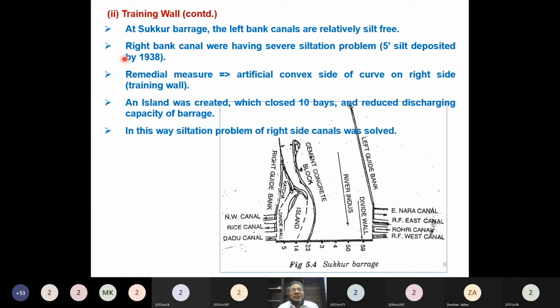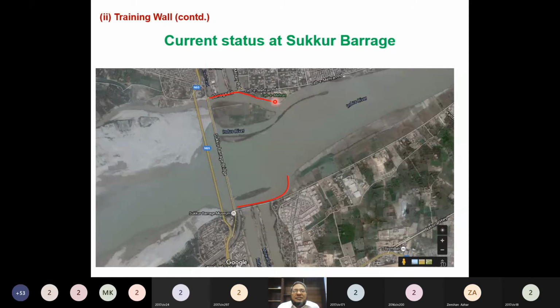Now what is the solution given by them? What was the remedial measure proposed in 1938 by the engineers of Sakhar Barrage? They created an artificial convex side of the curve on the right side. They made an artificial convex bend, because if a convex bend is made, then due to secondary flows there is less silt entry on that side. That is called a training wall. Actually, they proposed a training wall. So this is a training wall, and it is up to here.